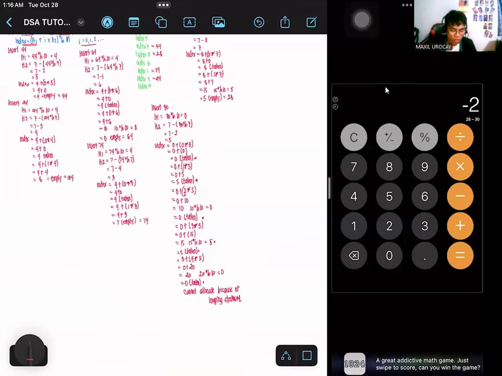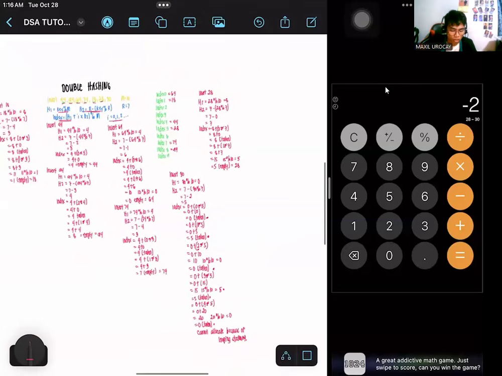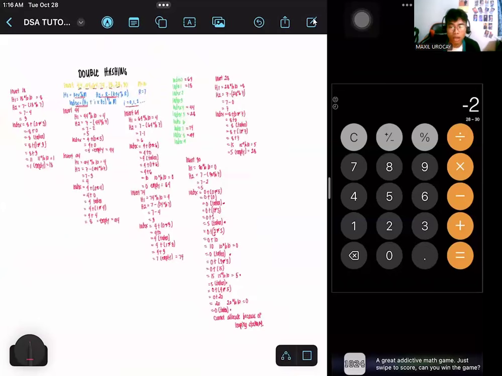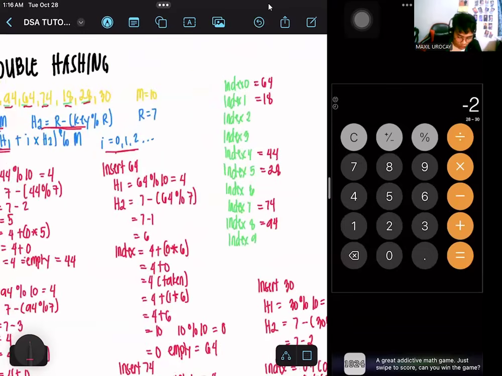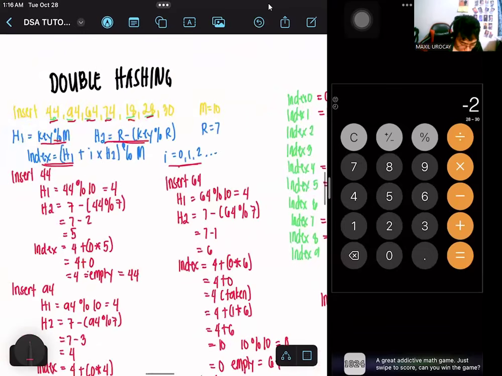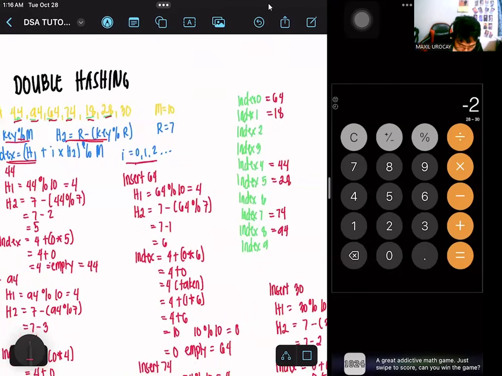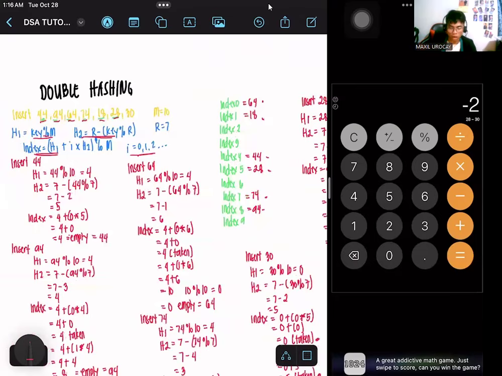Okay, hopefully you were able to understand the process for double hashing. I know that this is not so long, but that is really how it works. Okay, let's try to see. We're not able to allocate the other. So we're able to allocate effectively the 44, correct. Then 94 here, 64 is here, 74 is here, 18 is here, 28 is here. So 30 is the only one that we cannot allocate.